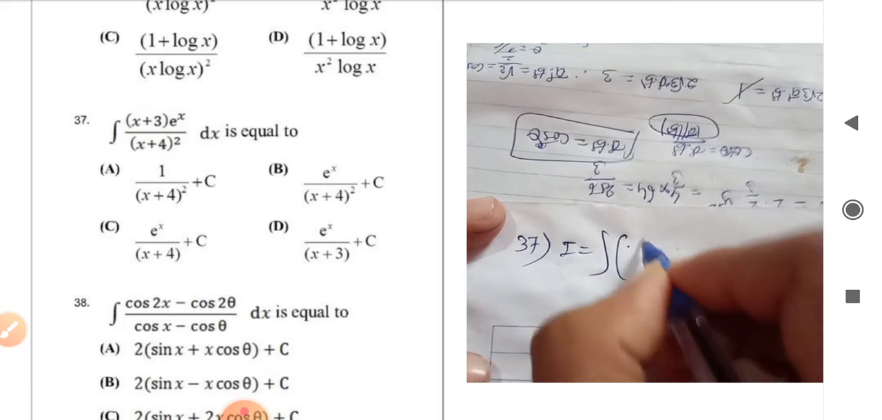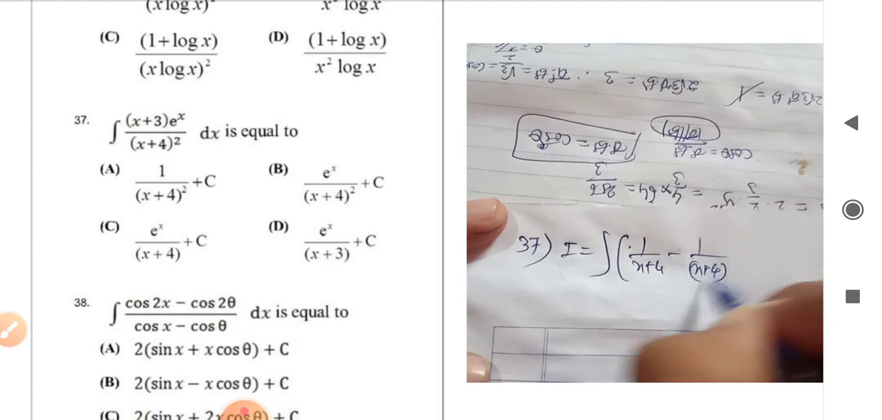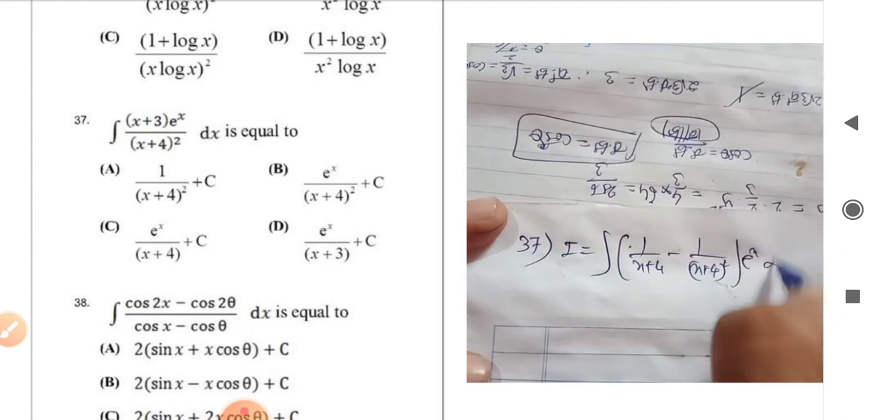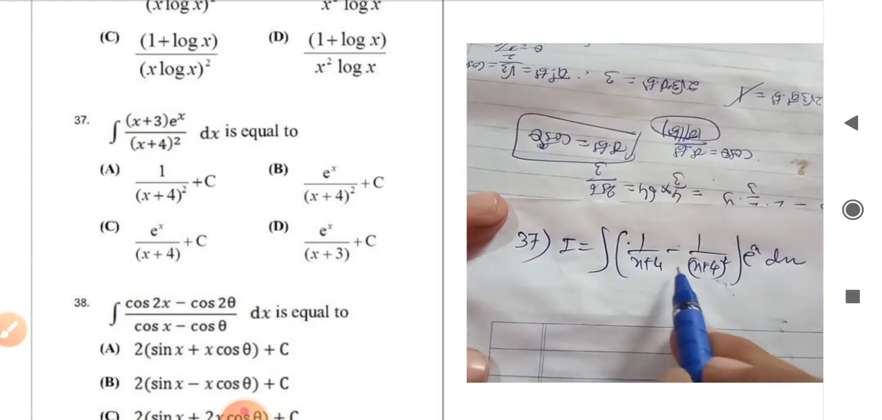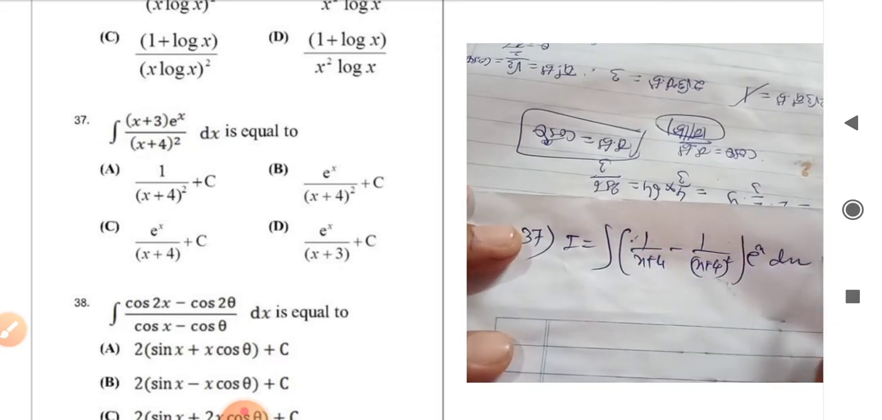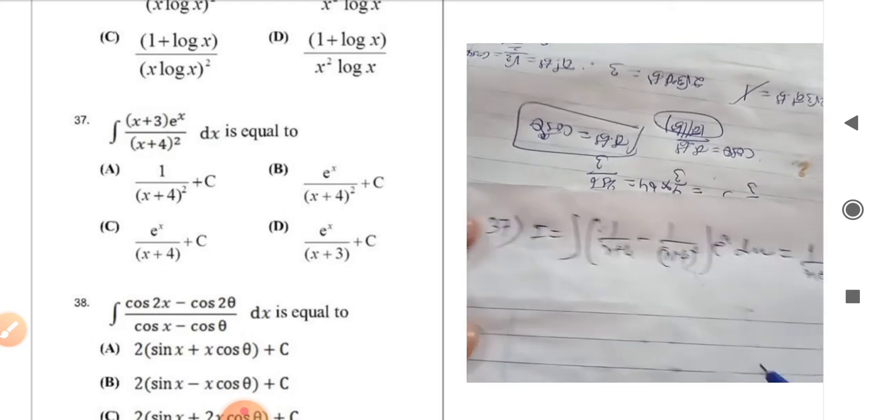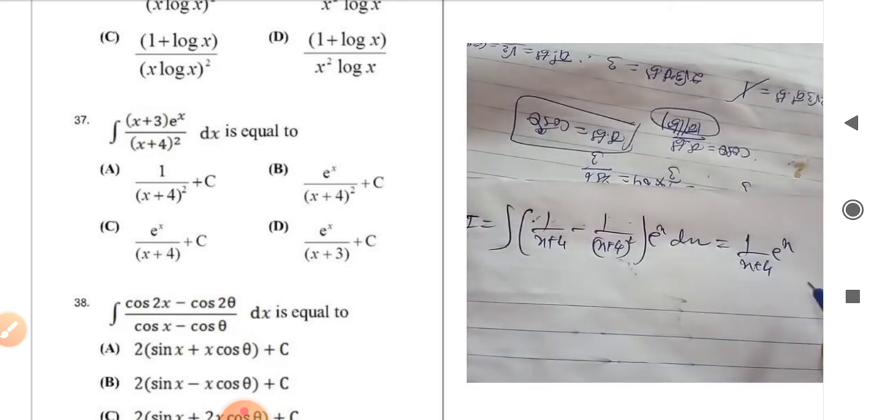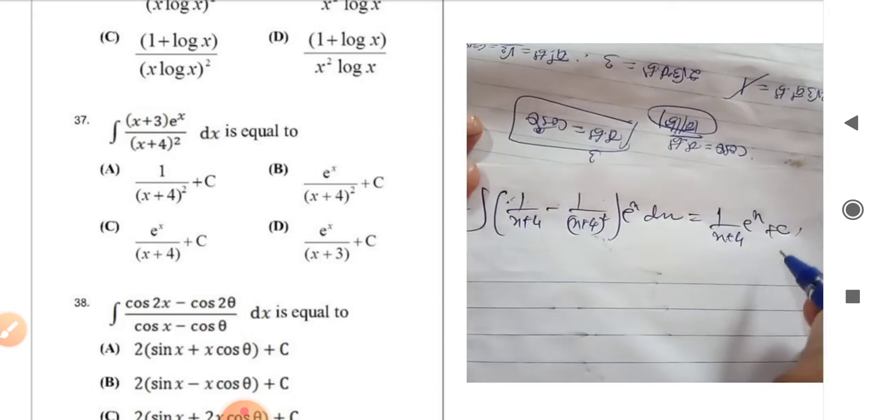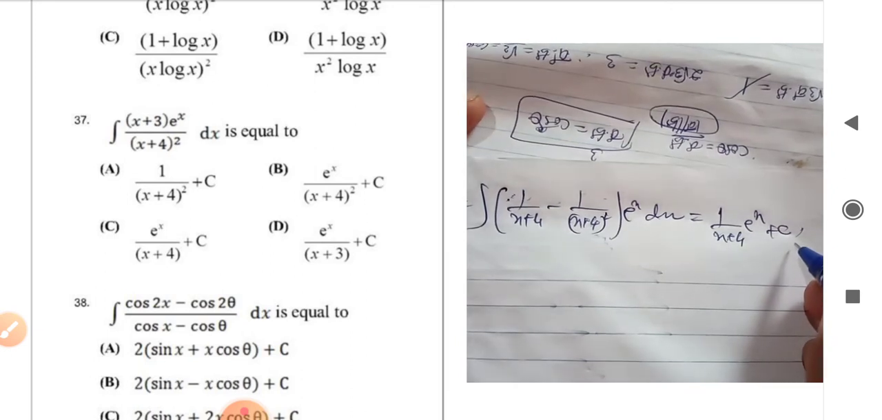So you can say here it is 1 by x plus 4 minus 1 by x plus 4 whole square, into e raised to x dx. Look at this, if I write LCM as x plus 4 whole square, x plus 4 minus 1 is x plus 3 by this. So the answer will be 1 by x plus 4 into e raised to x, very simple it is, plus c. This is a very easy problem also. Now the answer for this question, 37th, is B.